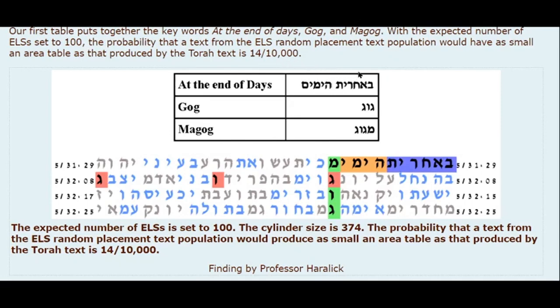So these are the statistics of this table, in which you can see be'achrit hayamim, in the end of days, we will have Gog and Magog. The letter gimel is shared, Gog and Magog, showing the connection. And it is very interesting, by the way, that this verse deals with goyim, with nations. It really speaks about the creation of the world, different nations.